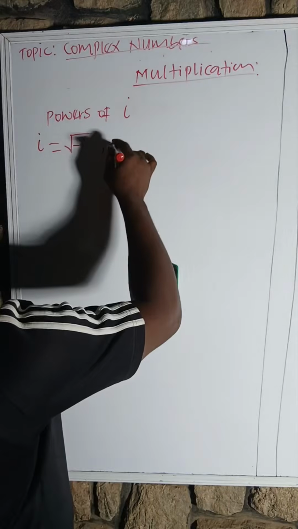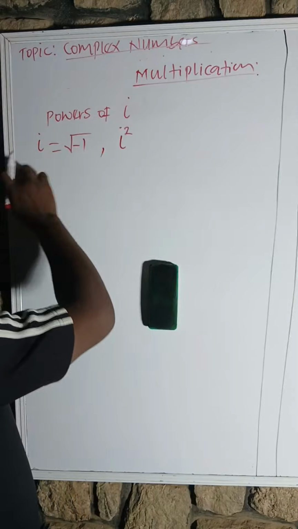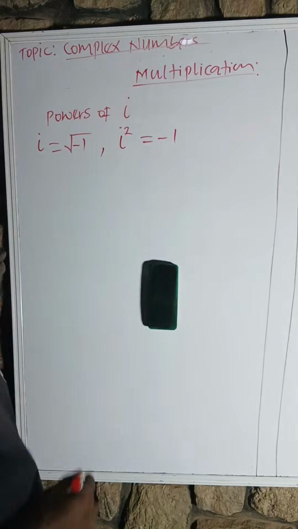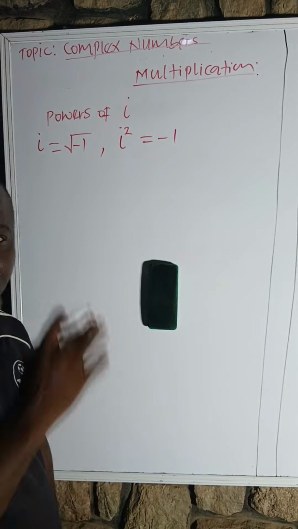By the time you take the square root of both sides, it's going to be i squared equals minus 1. True of us? We did something like this.